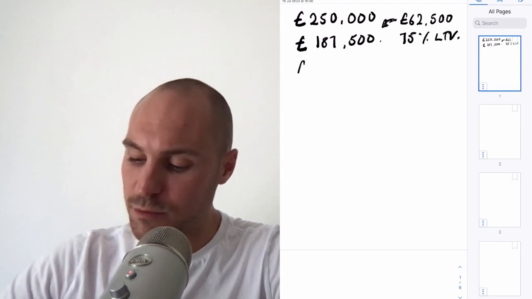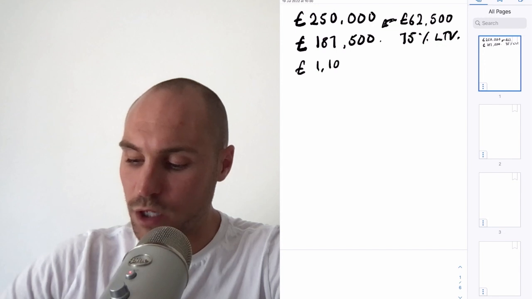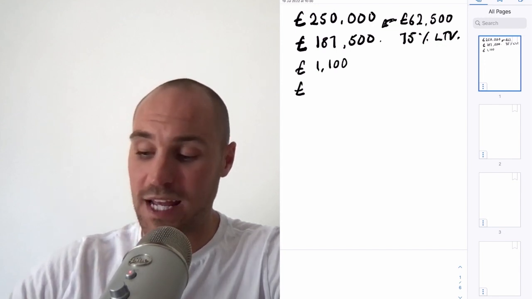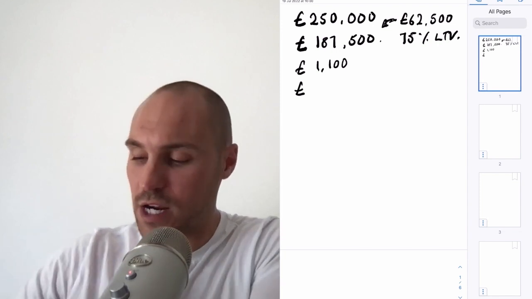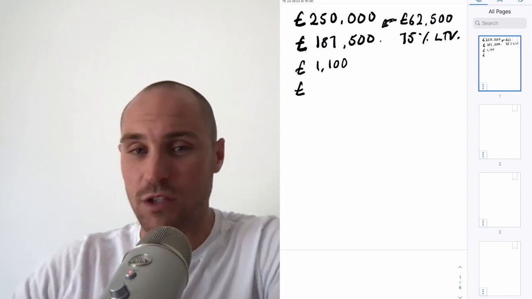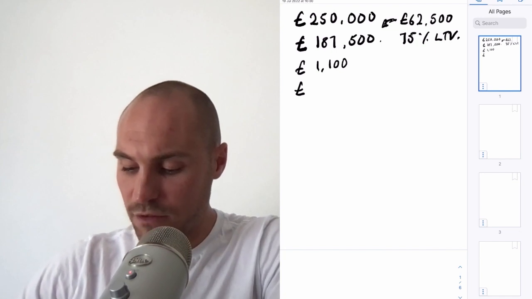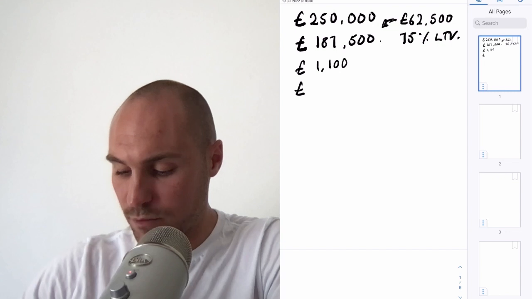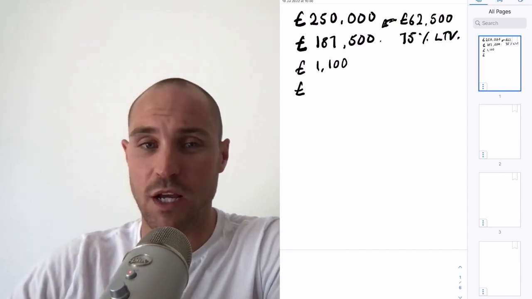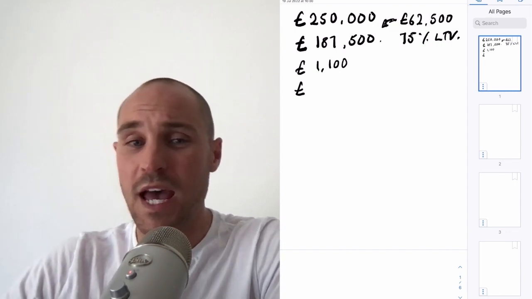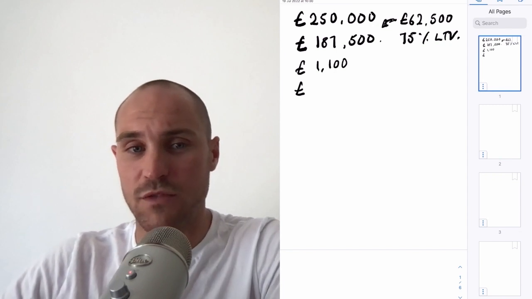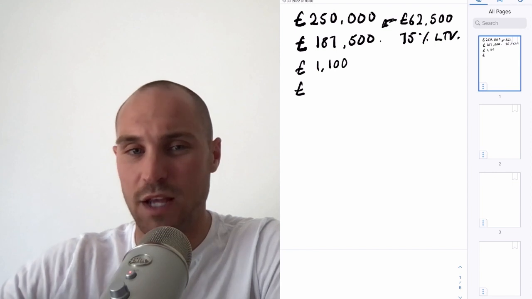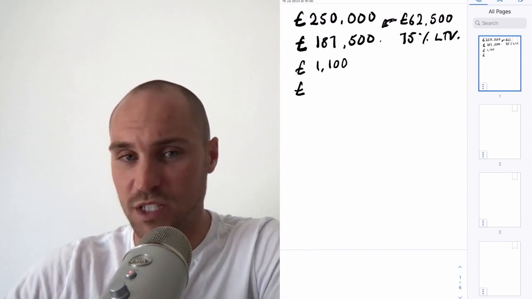Now, let's say that this property rents out for £1,100 a month. If we were to buy this property on an interest-only mortgage, and this is where you need your calculators, we'd take 187,500, the mortgage, and multiply that by 3.5%. We're assuming for the purpose of this video that we're buying the property in a limited company, and as of the recording of this video, interest rates in a limited company for buy-to-let mortgages are around 3 to 3.5%. So I'm going to use 3.5% in the example.